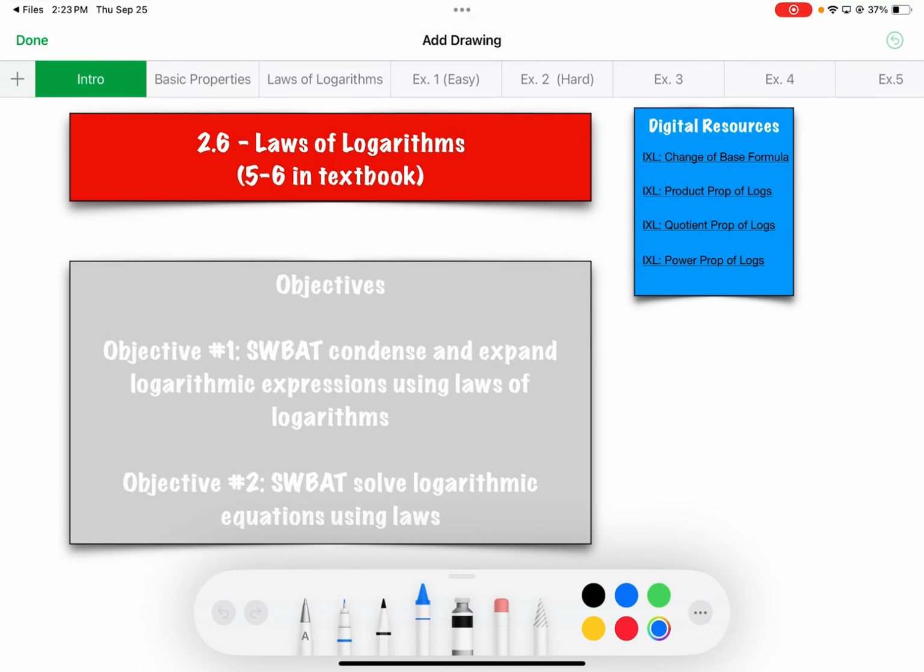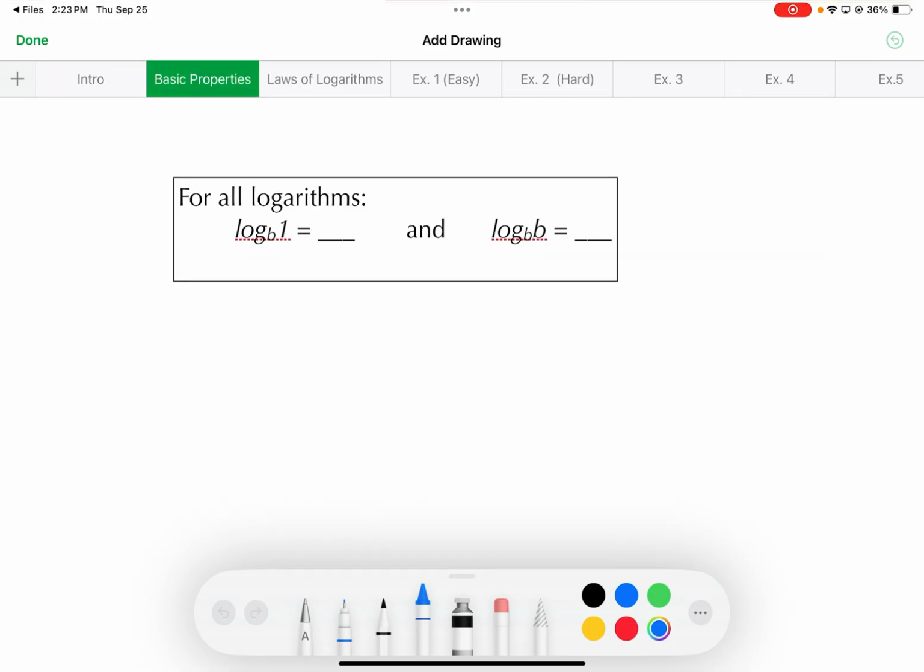Okay, so looking at the laws or properties of logarithms, we're going to be using them to condense and expand some logarithmic expressions, and then really the goal is to be able to use them to solve some equations, okay? So a couple basic properties. We've kind of already seen these at play yesterday.